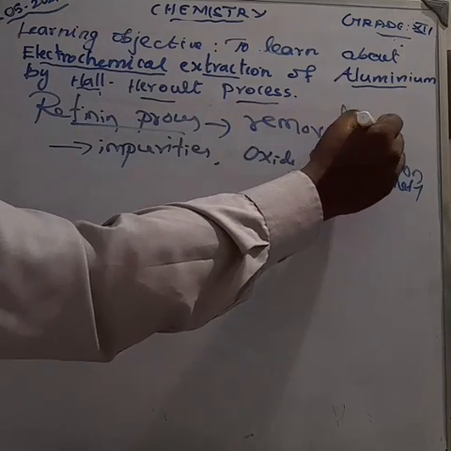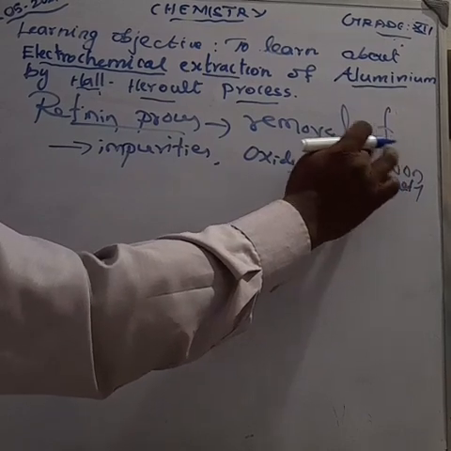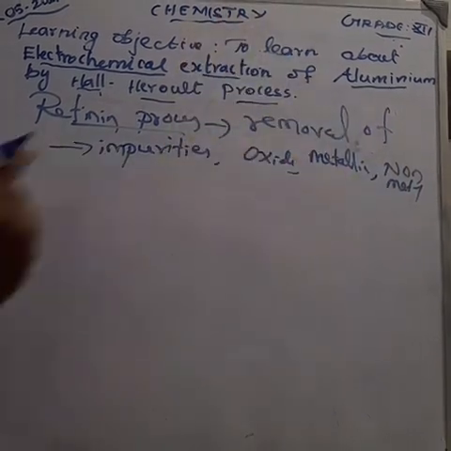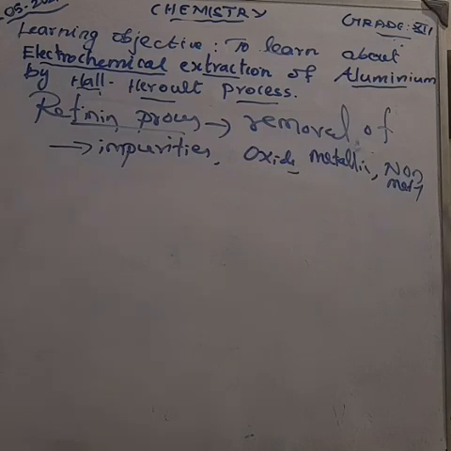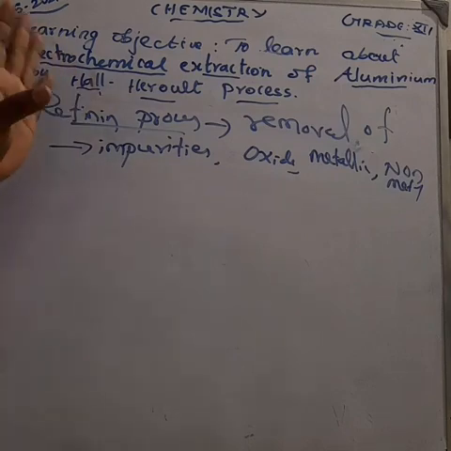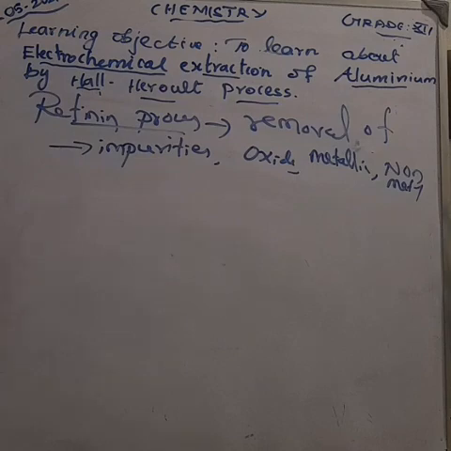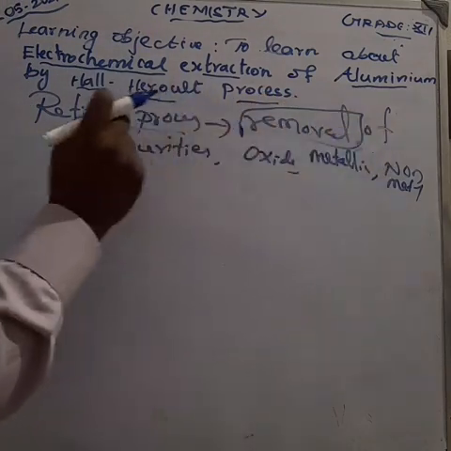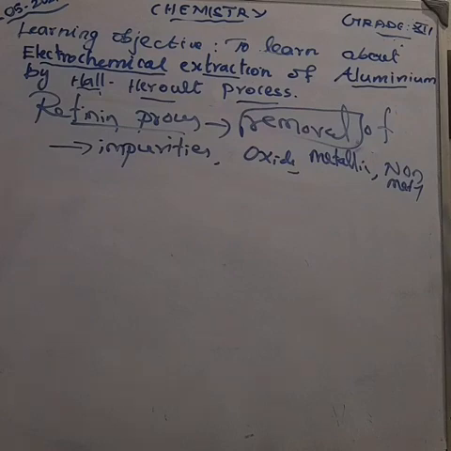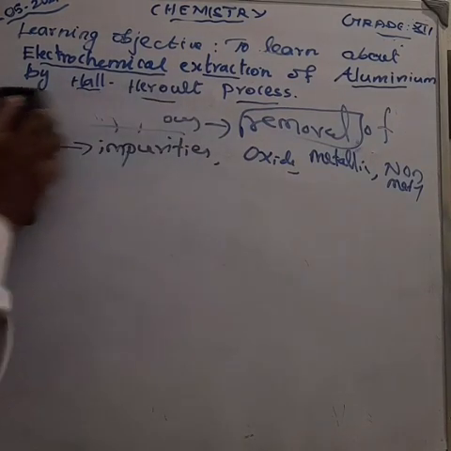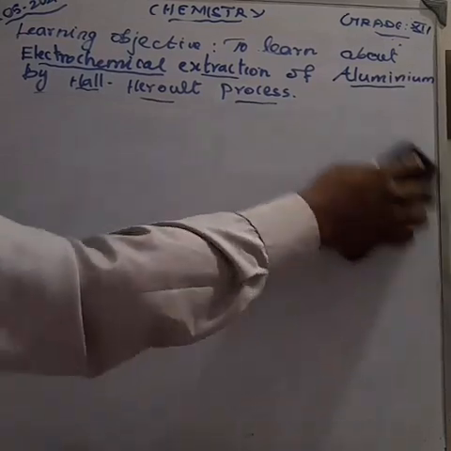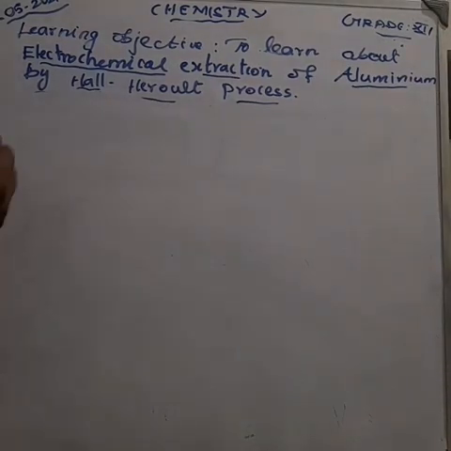How can you remove the impurities? The removal of impurities associated with the isolated crude metal is called refining process. In the crude metal, they are having some unwanted impurities. These unwanted impurities we have to remove first. That process is called refining process. Here there are a number of processes. One of them is distillation.